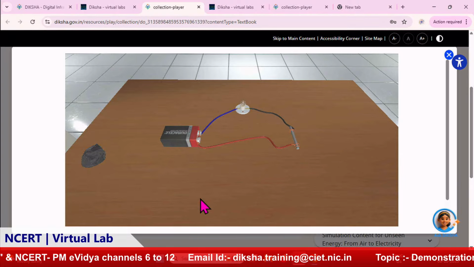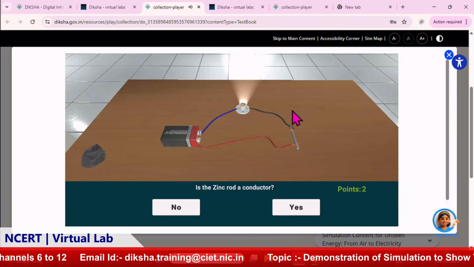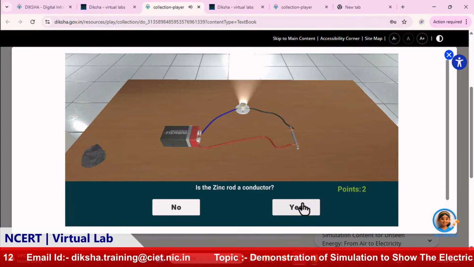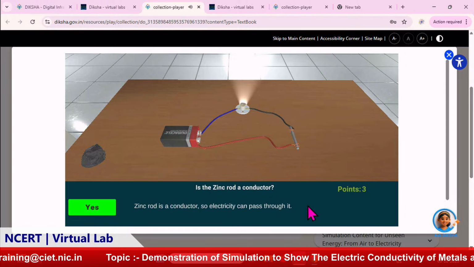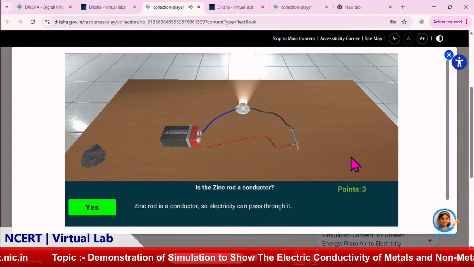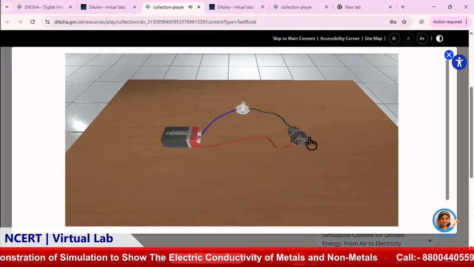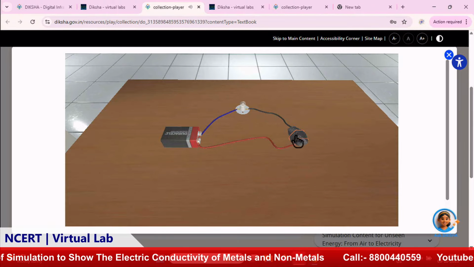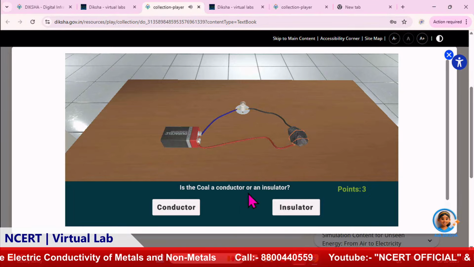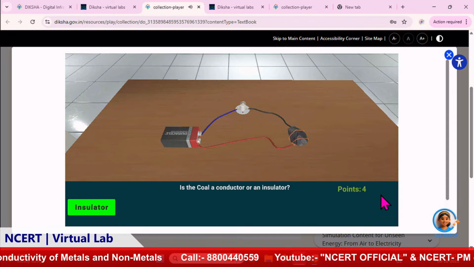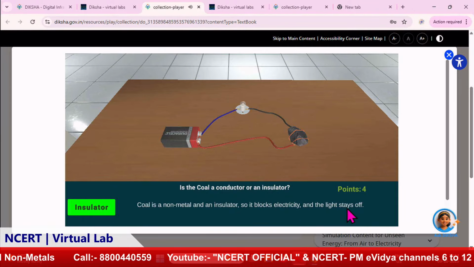Then the zinc rod is also a metal. You can see the bulb will glow, which means the current is passing through it. So, yes, it is a conductor. That is point three: the zinc rod is a conductor, so electricity can pass through it. Now, one last is remaining, that is coal. I will keep this coal over here. As I have inserted coal between the two terminals, the bulb is not glowing again. So, it is an insulator. I will click on it and I have got all four points. Coal is a non-metal and an insulator, so it blocks the electricity and the light stays off.